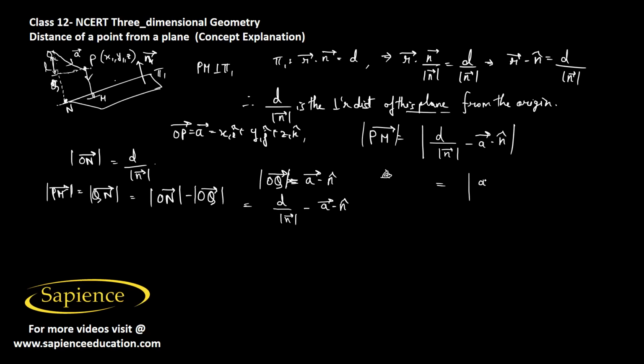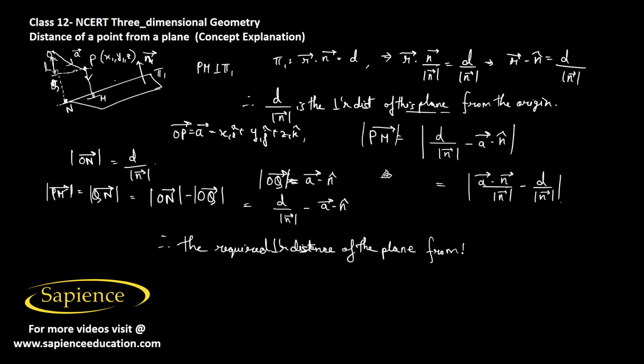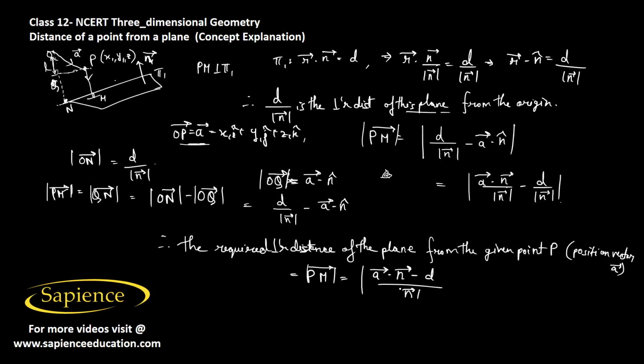This we can also write as a vector dot n vector by magnitude of n vector minus d by magnitude of n vector. So the required perpendicular distance of the plane from the given point P, having position vector A vector, meaning OP vector is A vector, will be equal to the magnitude of PM vector, which equals A dot N vector minus D divided by magnitude of N vector. So this is the required formula we can use.